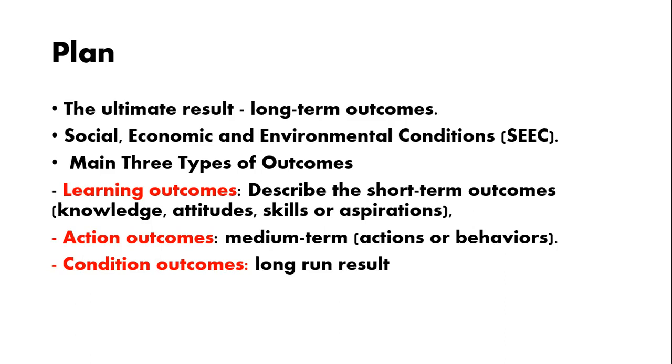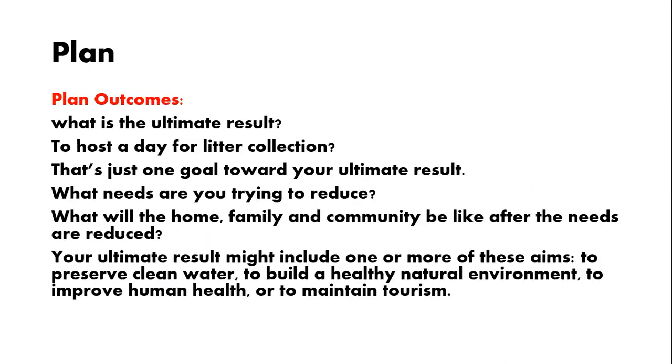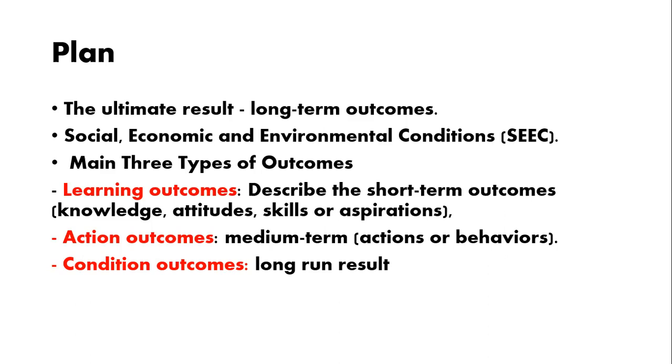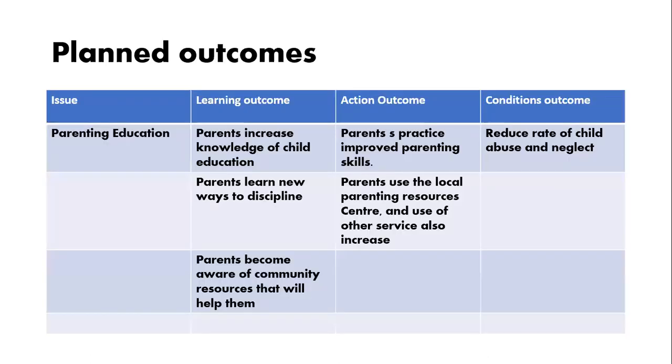We are in the planning session, and we expect planning outcomes. There are three types of planning outcome: learning outcome, action outcome, and condition outcome. As an example, let's take a parenting education issue. We have identified a parenting education issue.